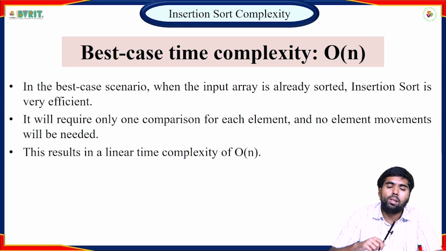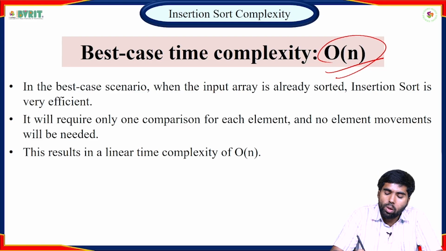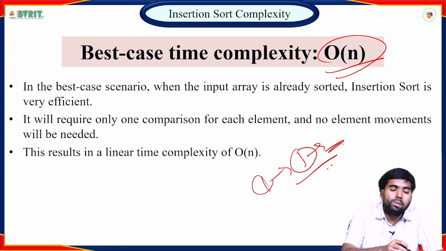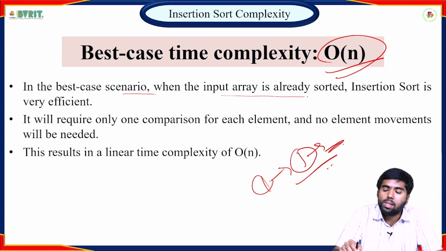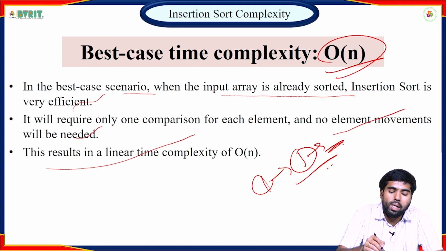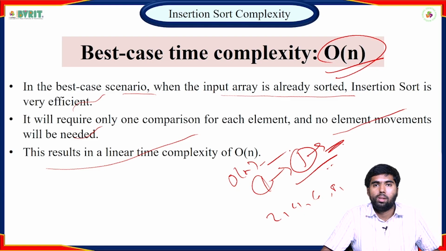You have seen the worst case complexity for insertion sort, and in the best case, time complexity is O of n. In the best case scenario, when the input array is already sorted, insertion sort is very efficient. It will require only one comparison for each element, and no element movement will be needed. This results in a linear time complexity of O of n. So linear time is in a sense 2, 4, 6, 8, 10, so there is no odd sequence there.